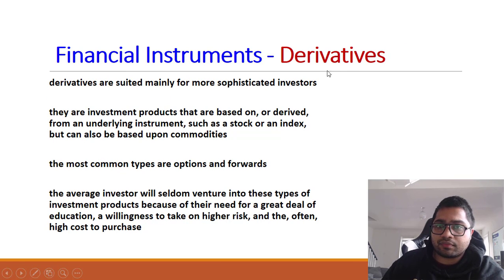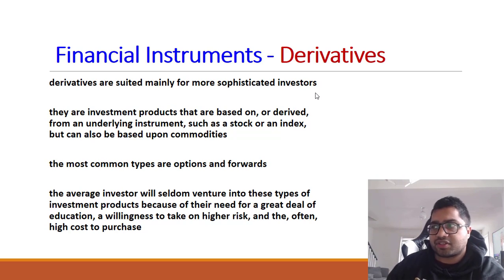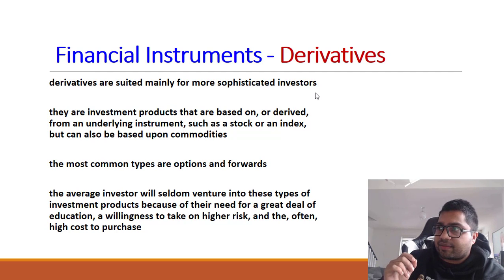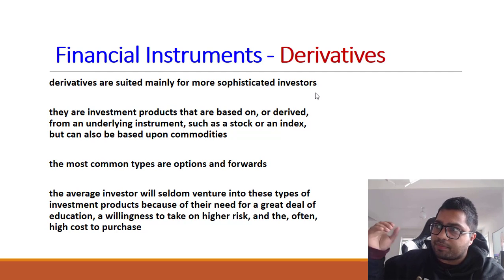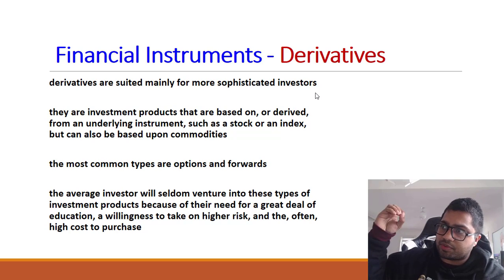Next, derivatives. Derivatives are mainly suited for sophisticated investors because they are a speculation tool. We discussed that you buy a call option when you think the price is going to go up, and you buy a put option when you think the price is going to go down. So it is like speculation, but speculation is risky. If the price doesn't go up, your call option becomes zero. And if the price doesn't go down, your put option becomes zero.